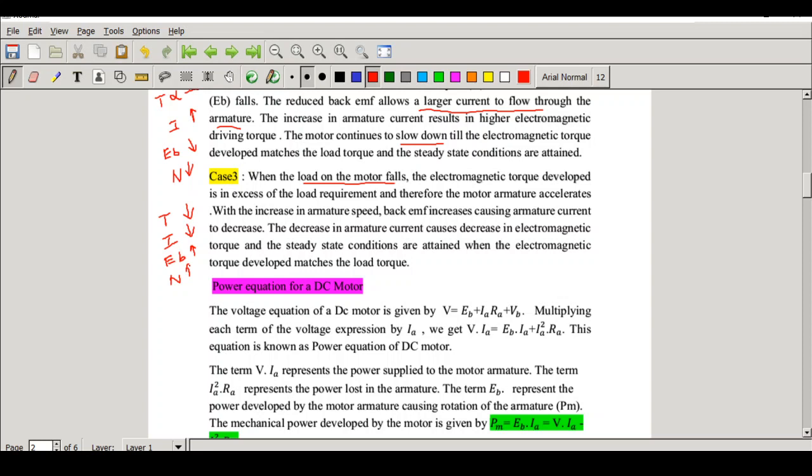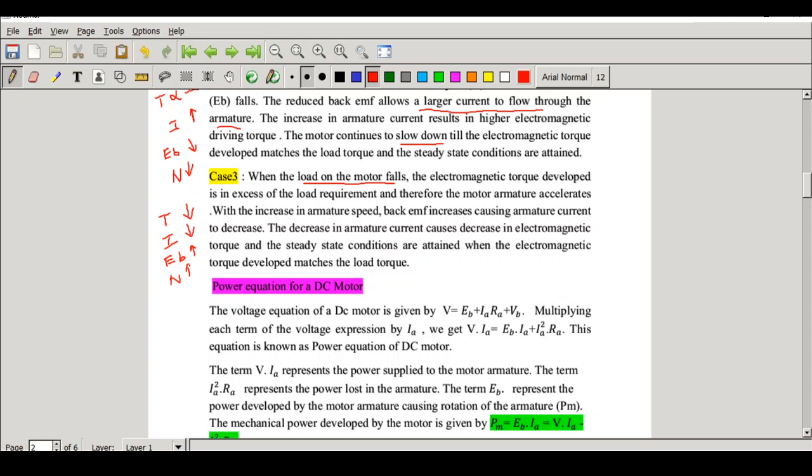This is why you call back EMF like a governor, or it regulates, or it makes the DC motor a self-regulating machine. Now in simple terms, you can say that based on the load requirement, the motor will run at the required speed. But how?